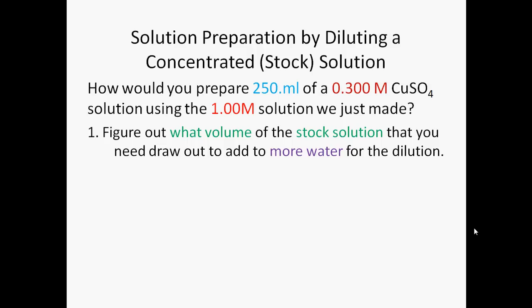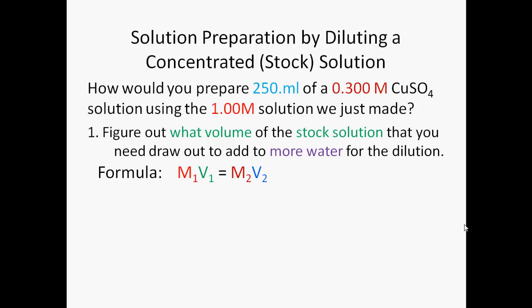How we go about doing that is a little bit different because this time we don't have a solid solute, we have a solute already dissolved in water. Okay, so first step in figuring this out is to determine what volume of our stock solution or our concentrated solution we're going to need in order to end up with a solution with the right volume and the right molarity. Now it turns out there's a very easy little formula for us to use for this. It's molarity 1 times volume 1 is equal to molarity 2 times volume 2.